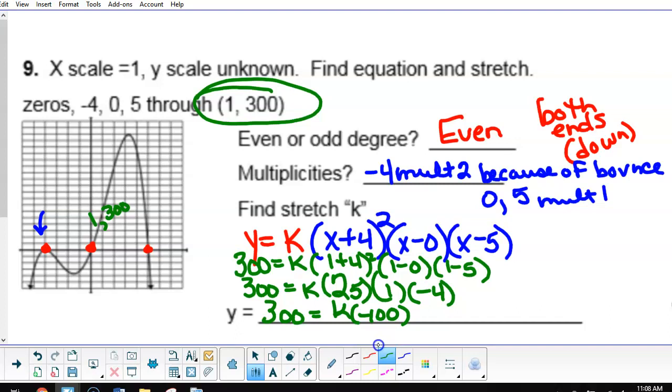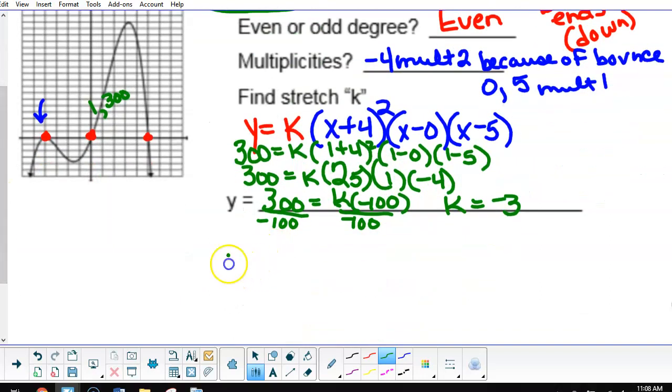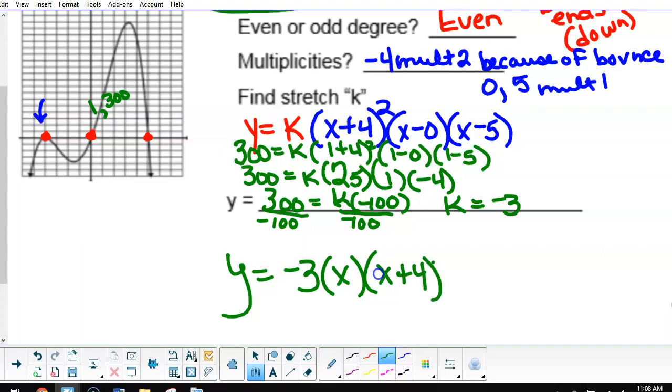Do I add? Divide. So if I divide by -100, I got k equals -3. So my answer is -3. I could just write x for x minus 0, x plus 4, and x minus 5. Could I type that in if I wanted?